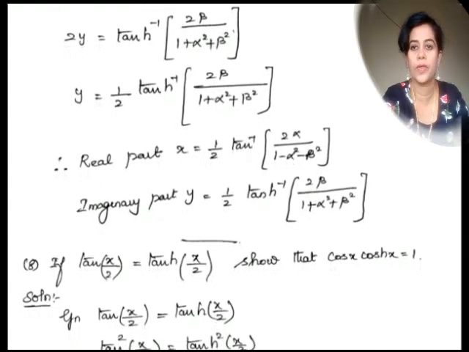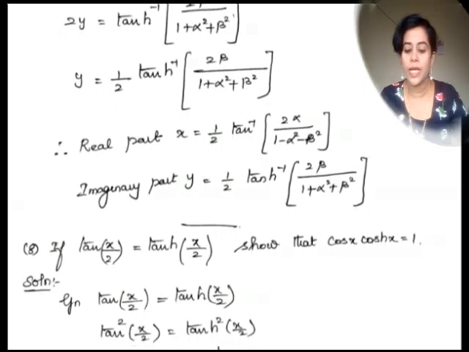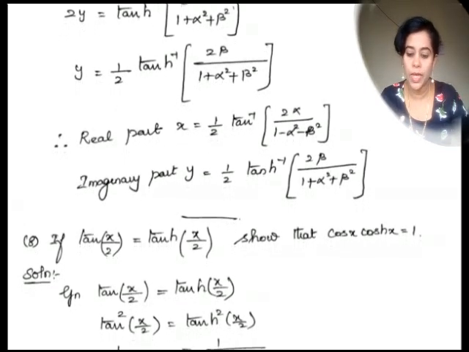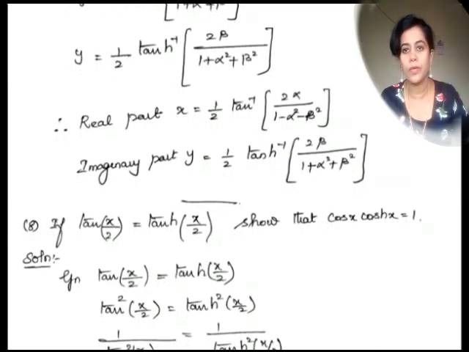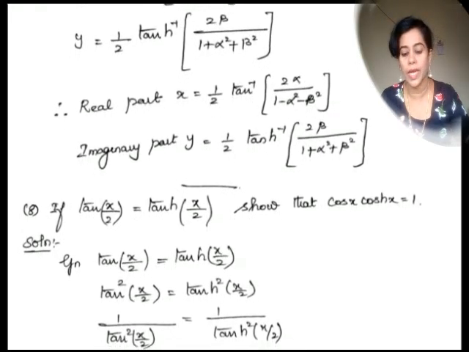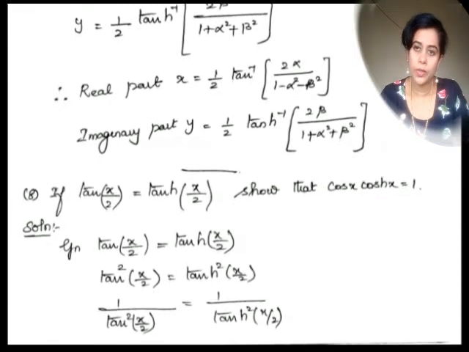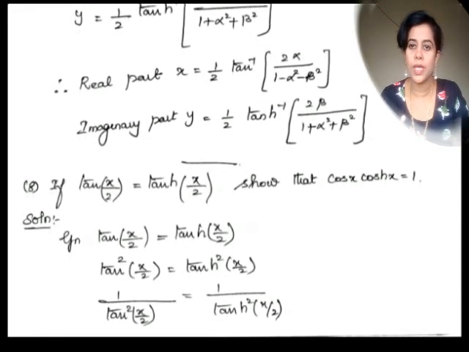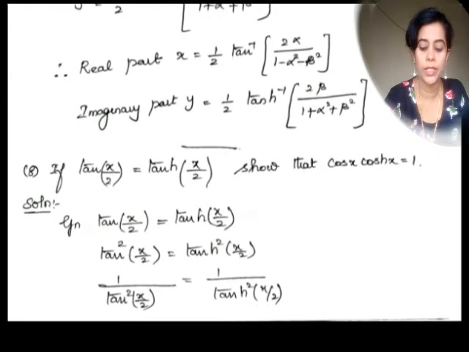So let us go for the 8th problem. If tan of x by 2 is equal to tanh of x by 2, then show that cos x cosh x is equal to 1. So always we have to consider the given conditions. So the given condition is tan x by 2 is equal to tanh of x by 2. And squaring on both sides of the equation, we are getting tan squared x by 2 is equal to tanh squared x by 2.